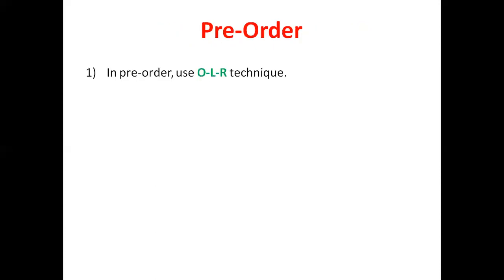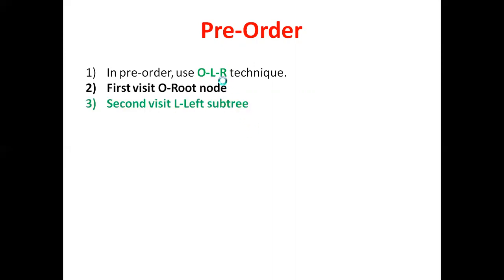Pre-order. In pre-order, we use one formula, that is OLR. Here O means the root node, L means the left subtree, R means the right subtree. First visit the root node, then visit the left subtree, then visit the right subtree. We have this formula for pre-order for visiting all the nodes in a tree. First visit the root, meaning the first priority goes to the root, then visit the left subtree, then the right subtree of that particular root node.